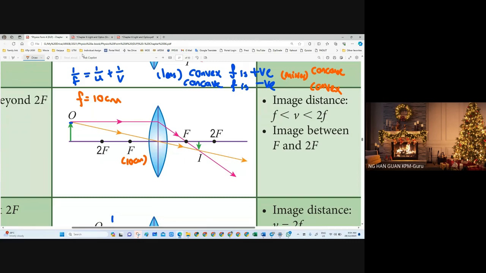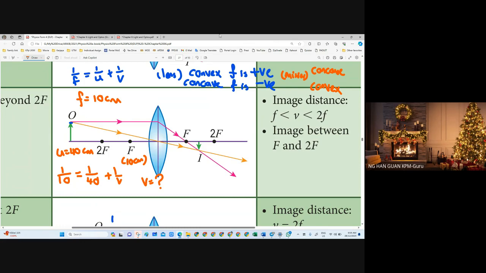So let's say I put 30. If you don't like the number 30, you can put any number as long as you're happy. Maybe we can put 40. Let's say U is 40 centimeter, pretty far away from 2F. Now we do the calculation. 1 over 10 will be equal to 1 over 40 plus 1 over V. So please tell me, V is equal to what?